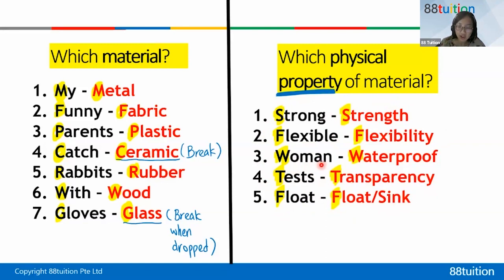All right. So these 5 words are properties, not materials. They are properties of the material. Then these 7 words are the materials. So always read the question carefully. Are they asking which material or which physical property of a material? Any questions so far? I hope these 2 memory aids help you remember the 7 materials and the 5 properties of materials. All right, then we move on.